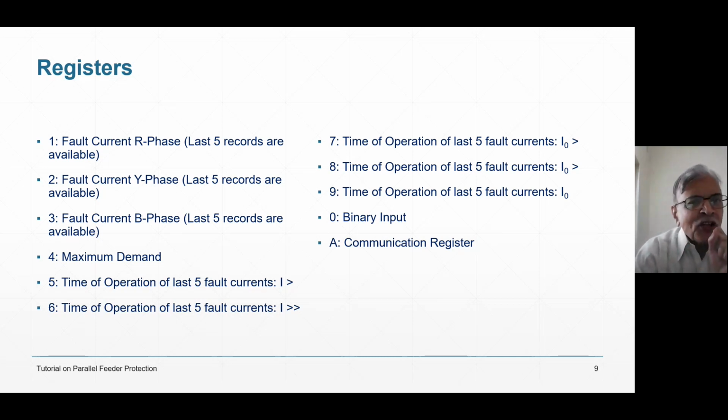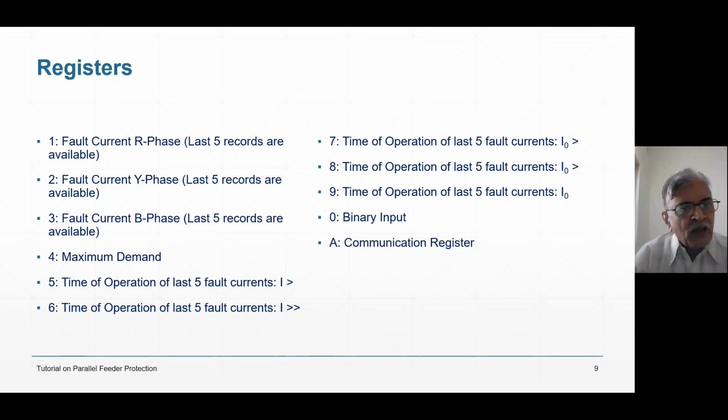More than analysis, more important function is, if you know the fault current, then you know the distance at which the fault has occurred. So you immediately reach that point and rectify the problem. So rectification of the problem is very fast because the fault current magnitude is available to you.